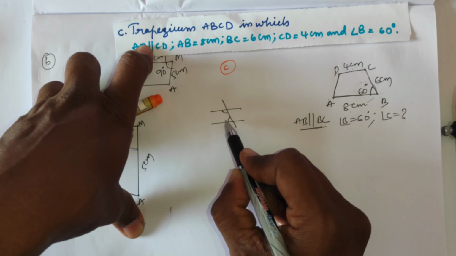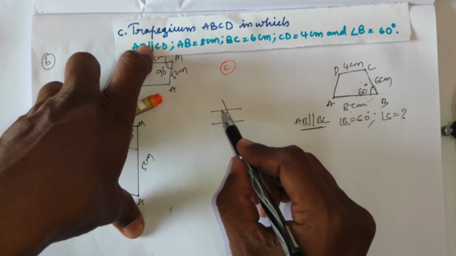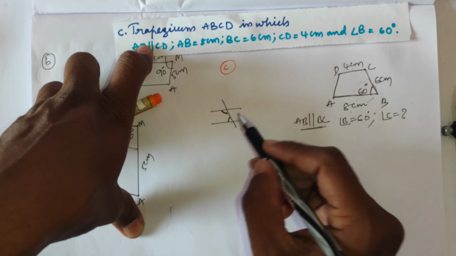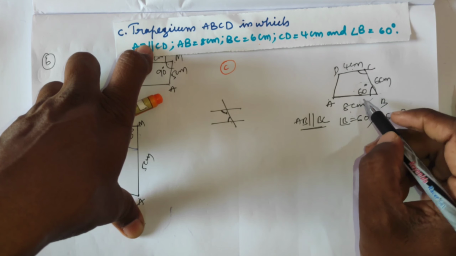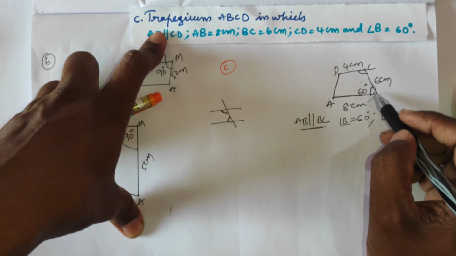What can you say about these two angles? These two are what? Interior angles. These two are interior angles on the same side of the transversal line. Yes, these two are also interior angles of the transversal line on the same side.